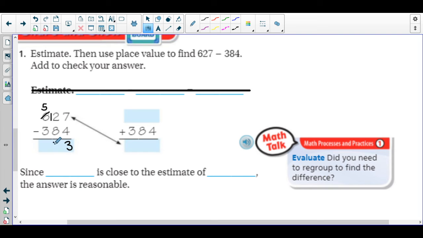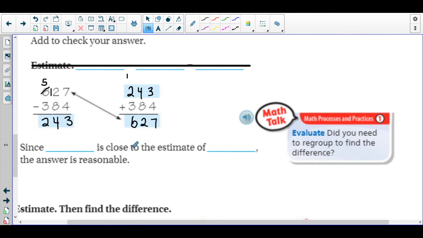And here I can subtract. And then 5 minus 3 gives me 2. So 243 is what I'm going to put right here. To double check my work, 243, let's add those up. 3 plus 4, 7. 8 plus 4 is 12. So I'm going to carry the 1. And 3 plus 2, 5 plus 1 more is 6. So 627 is what I ended up with right up here.